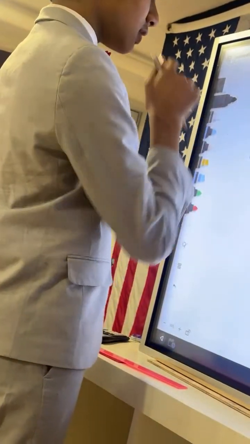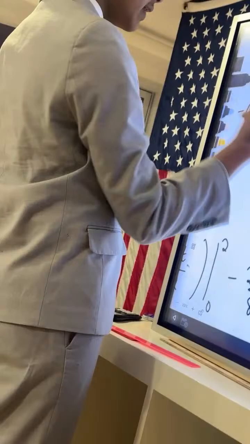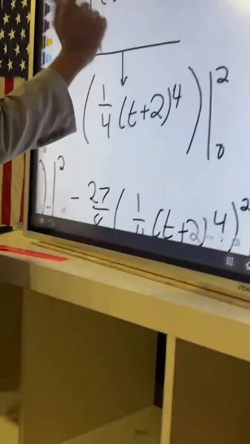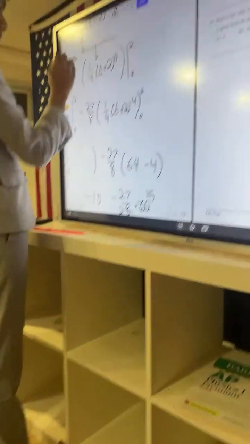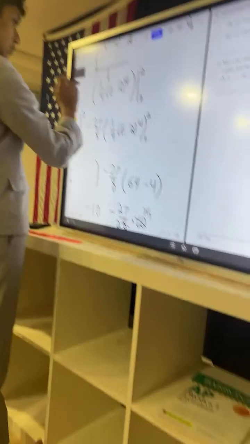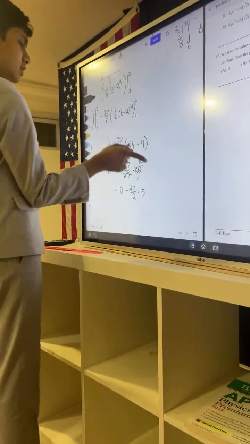Hey, wait a second. Oh, crud. I've made a mistake here. That's why it's so big. This would be t minus 2.